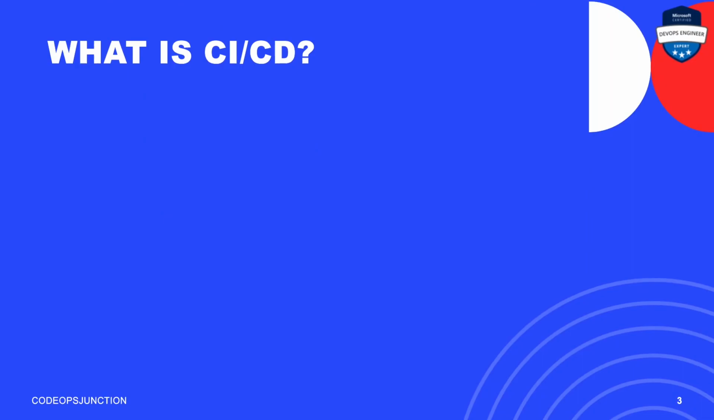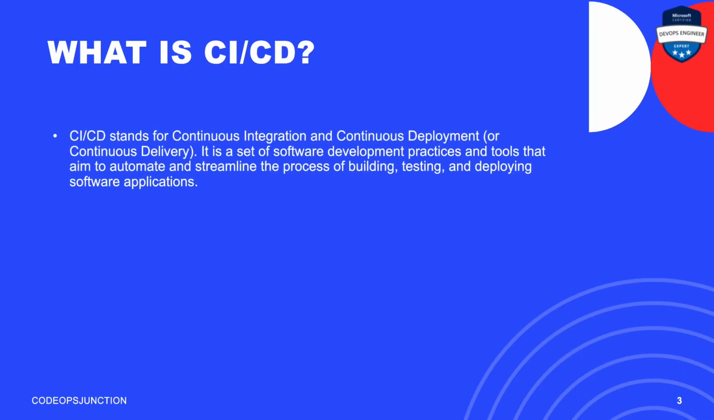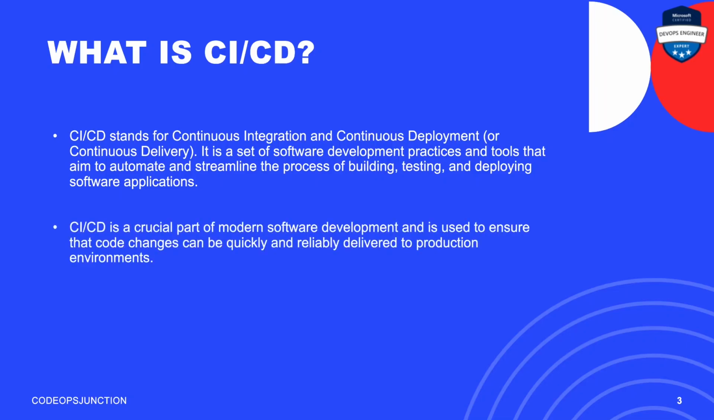So first we will see what is CI/CD. CI/CD stands for Continuous Integration and Continuous Deployment or Continuous Delivery. It is a set of software development practices and tools that aim to automate and streamline the process of building, testing, and deploying software applications. CI/CD is a crucial part of modern software development and is used to ensure that code changes can be quickly and reliably delivered to production environments.